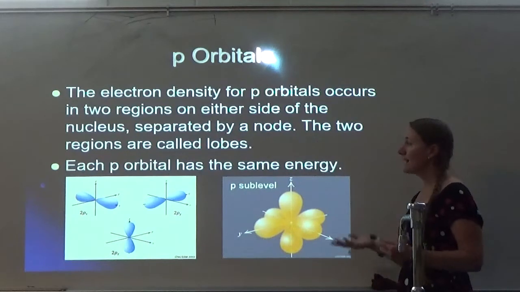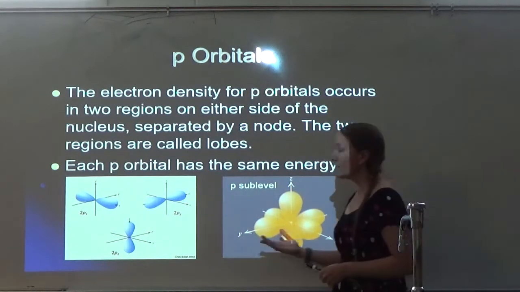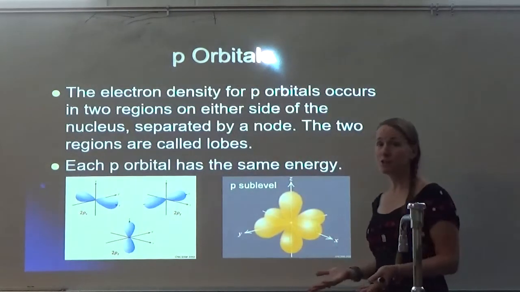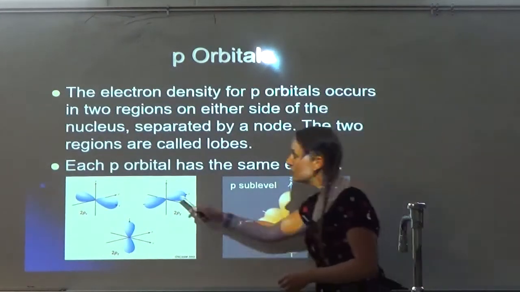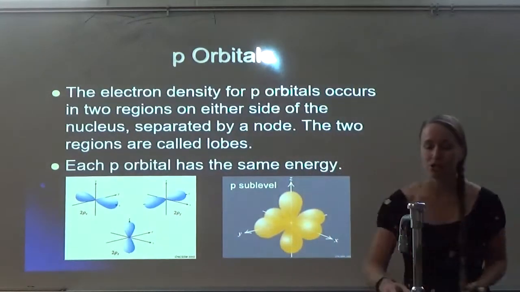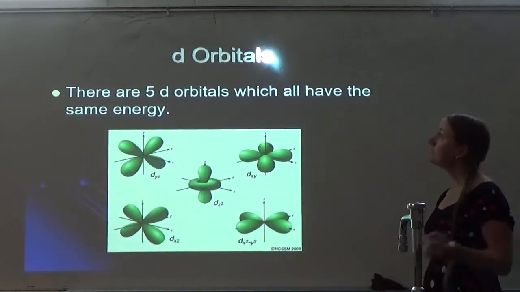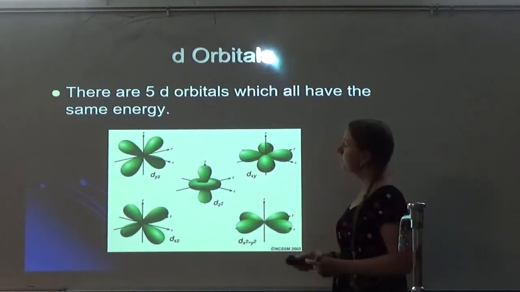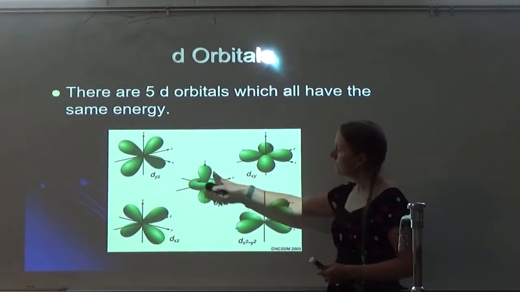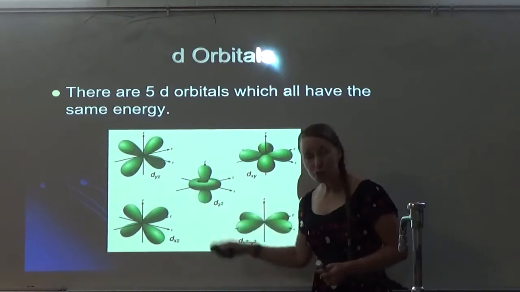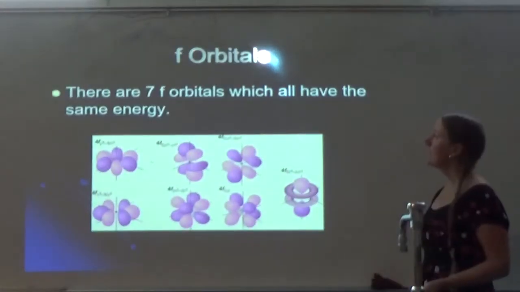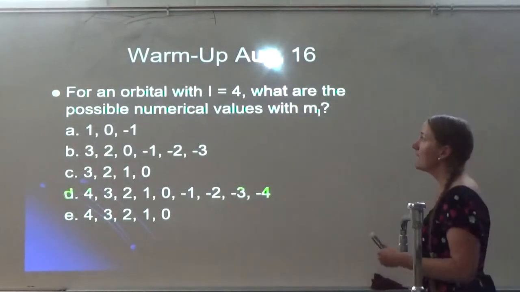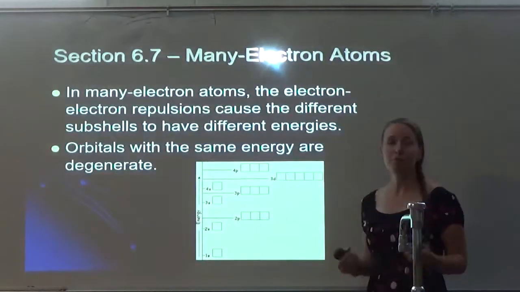Each p orbital has the same energy. So as long as they're all 2p, they'll have the same energy. Now 3p would have a different energy than 2p, but all the 2p orbitals will have the same energy. So there are 5 d orbitals, which all have the same energy. They look like this. Remember we talked about it either looks like a 4-leaf clover or 2 lobes with a donut around the middle. And then of course f has 7, which all have the same energy. And then of course g has 9, which have all the same energy, but of course we don't have enough electrons to fill in g.